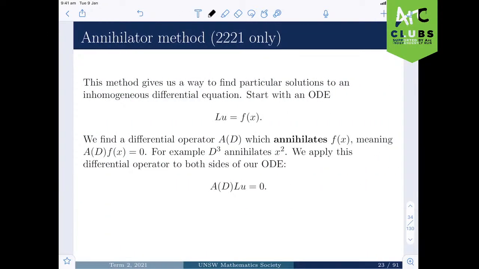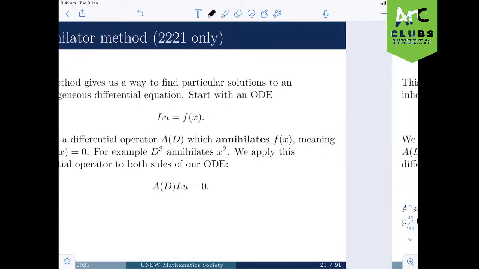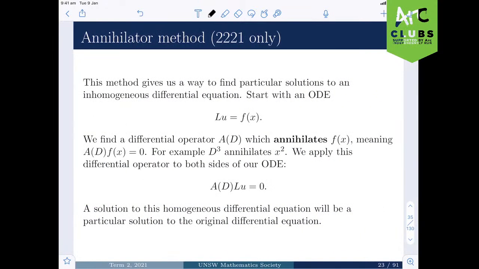Now, if we apply this to both sides of our ODE, we get A(D) Lu equals 0. And the solution to this homogeneous differential equation will be a particular solution to the original differential equation. Notice that we went from an inhomogeneous equation to a homogeneous one. I think I said that the wrong way around. A particular solution to the original would be a homogeneous solution to this.